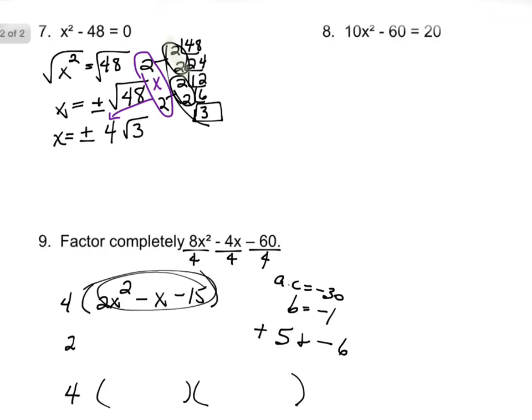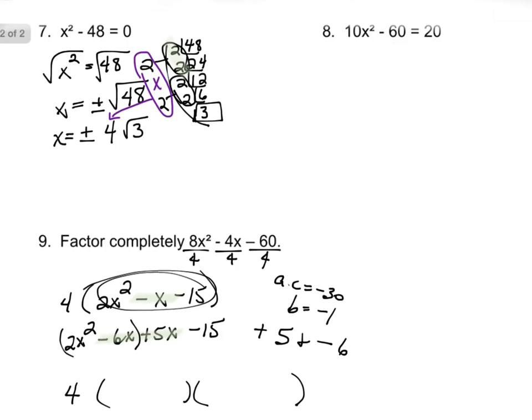So you have 2x squared. Instead of the negative x, I'm going to write negative 6x plus 5x and then minus 15. And again, this and this are the same. That negative 6 and 5 is only rewriting negative 1 in a different form.